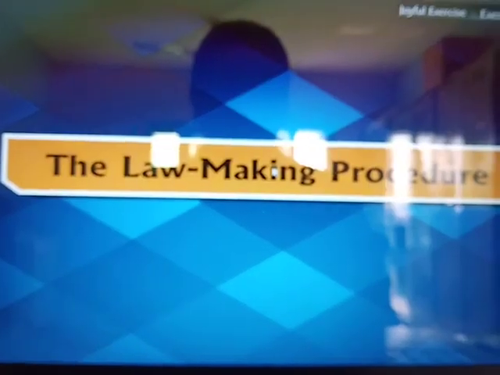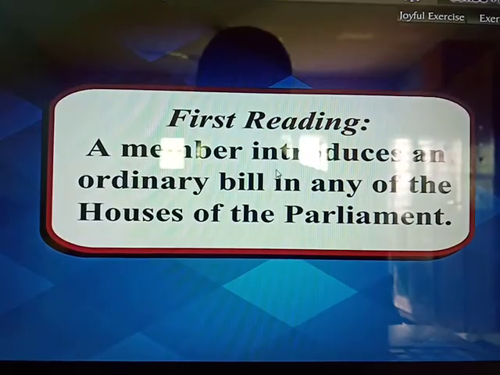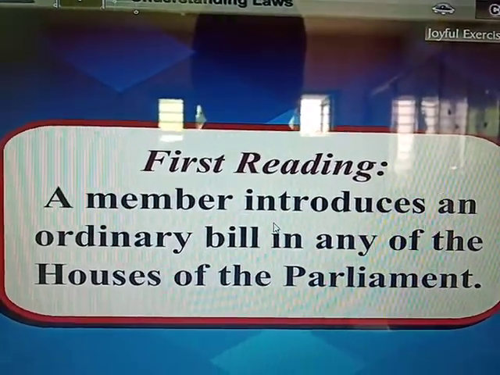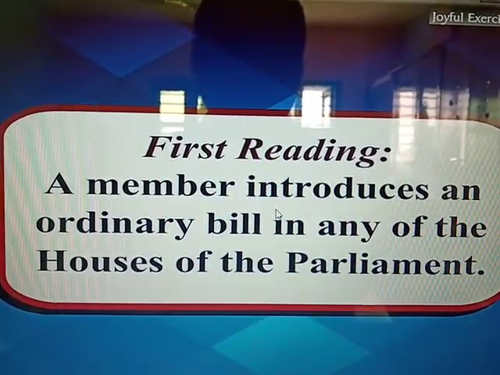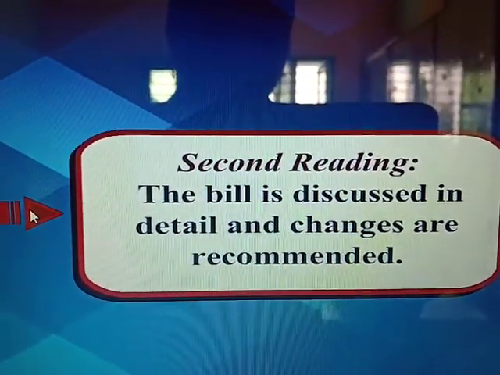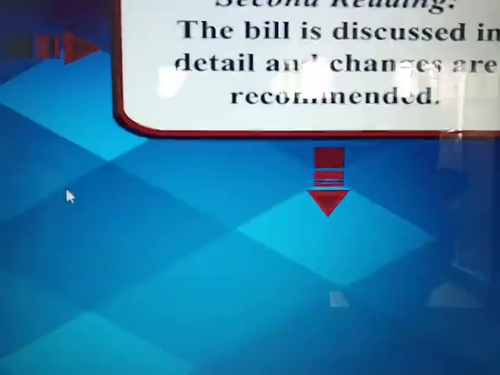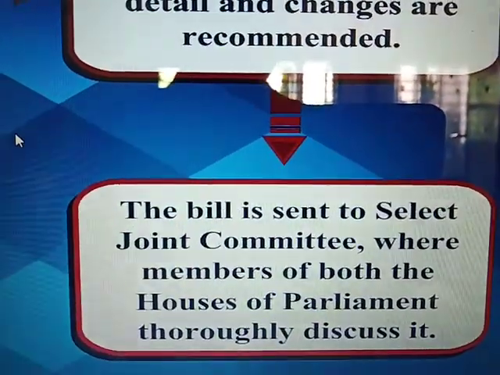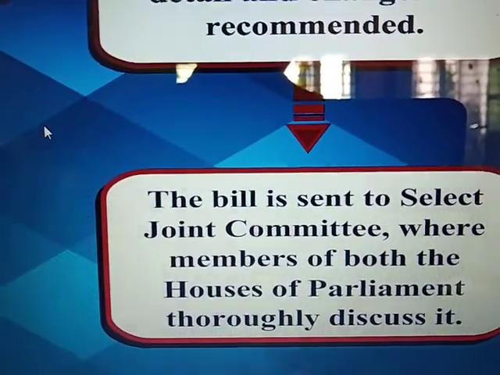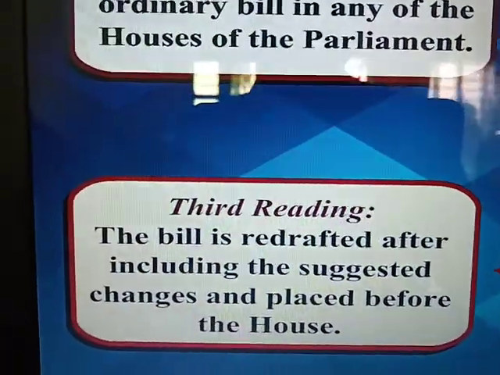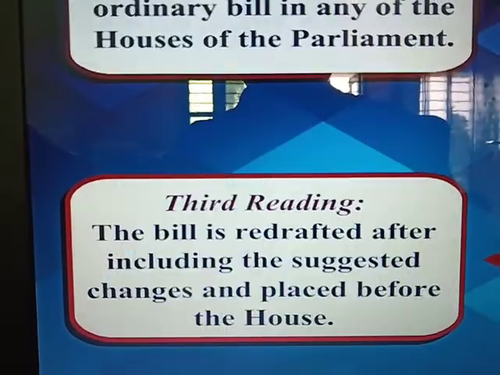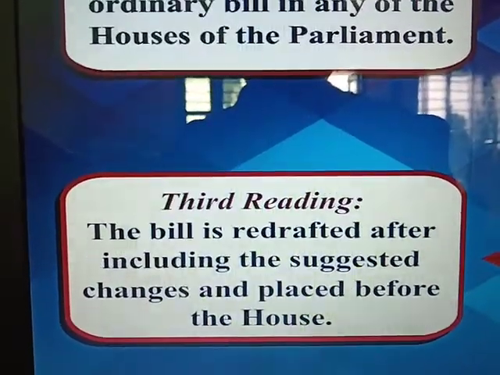The lawmaking procedure. First reading. A member introduces an ordinary bill in any of the houses of the Parliament. Second reading. The bill is discussed in detail and changes are recommended. The bill is sent to Select Joint Committee, where members of both the Houses of Parliament thoroughly discuss it. Third reading. The bill is redrafted after including the suggested changes and placed before the House.